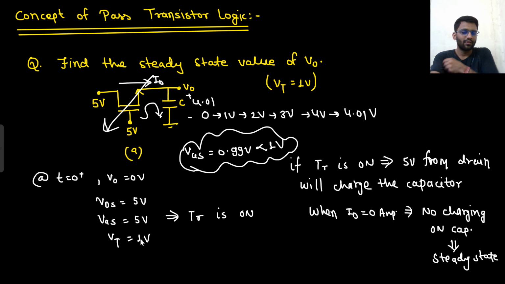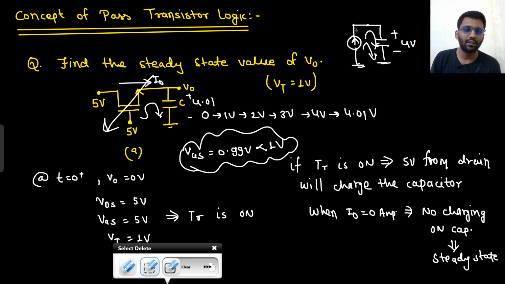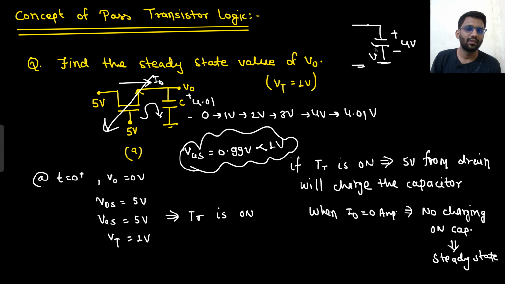There is no further charge on the capacitor. Let's say some current was flowing and the capacitor was continuously getting charged. Let's assume it is charged to 4 volt. Now the current source is gone. So what will happen? The capacitor will retain its 4 volt.